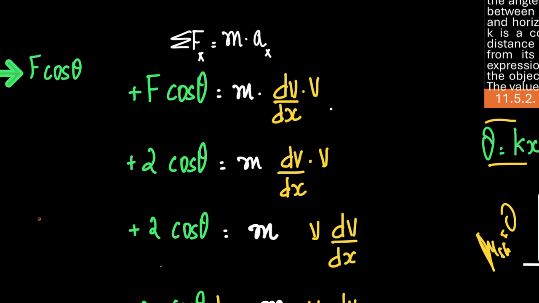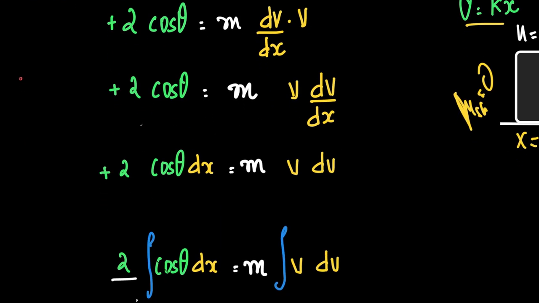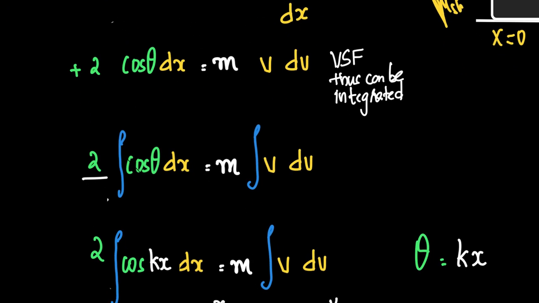And what is the value of F? F is 2 Newton. I'll transpose this dx to the LHS, so I get 2 cos theta dx is equal to mv dv. This is in the variable separable form, and thus it can be integrated. While integrating, what we need is the lower limit and upper limit of dx and dv as well.